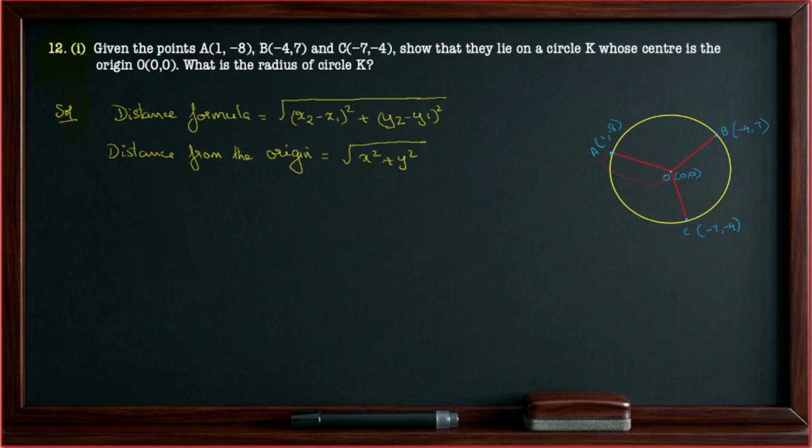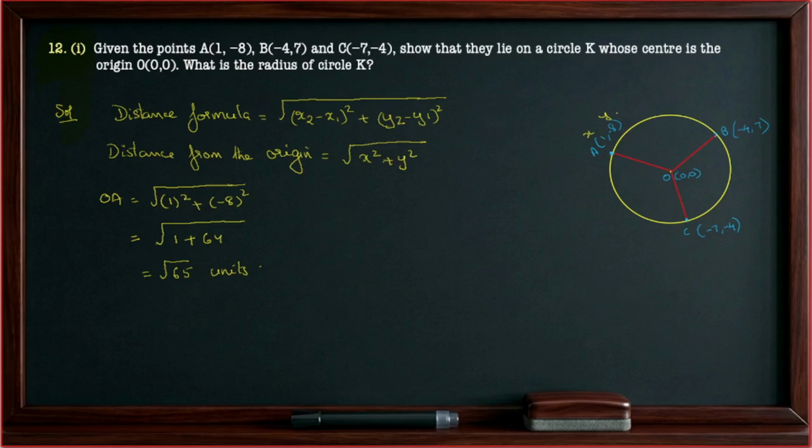First we'll find OA. OA is equal to root, using this formula, x, here x is 1 square plus y is minus 8 square. Okay, see this is x over here and this is y. So 1 square plus minus 8 the whole square. This is equal to root 1 plus minus 8 into minus 8, which is equal to 64. So this will become 64, and the answer is root 65 units.